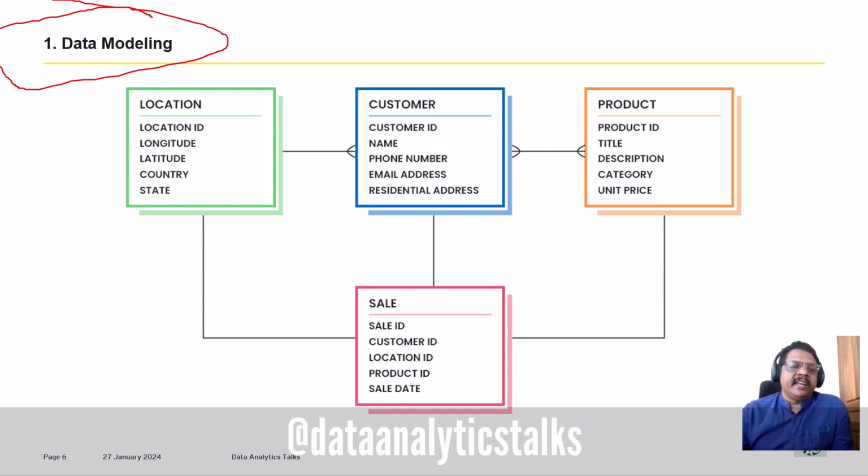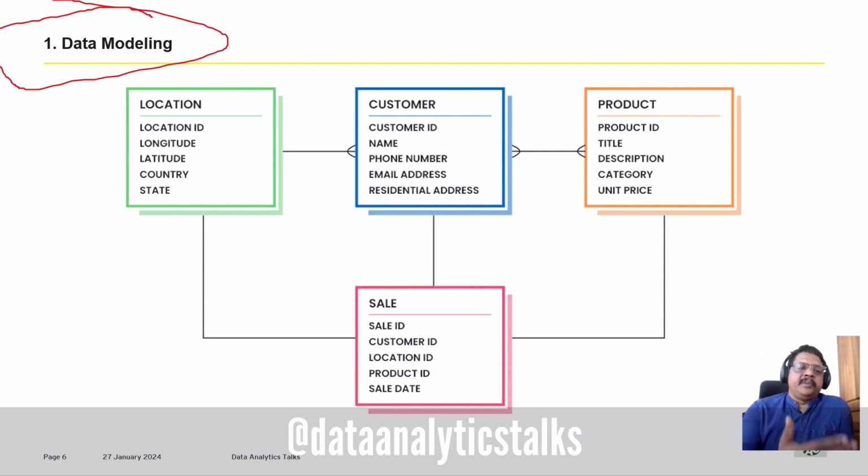What you see here is a data model for a retail system. In the retail system, we have the location, customers, products, and sales entities. They are our data assets. Any organization's data assets are the entities or tables that they have. And they have relationships. What is the relationship?